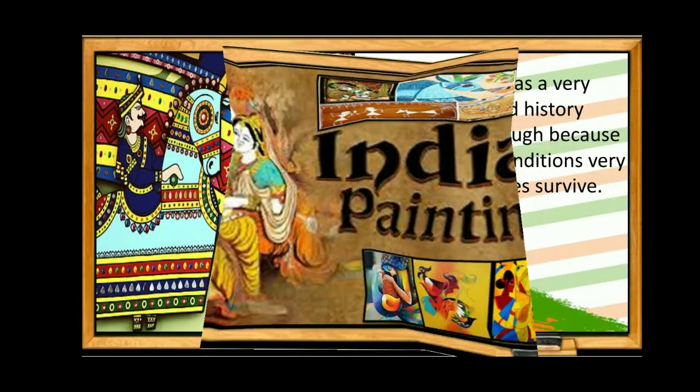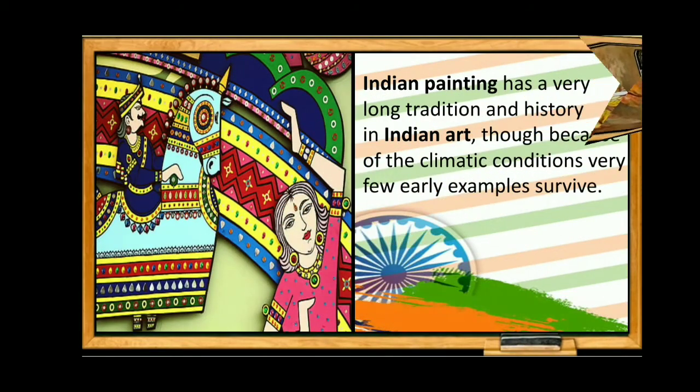Have you seen these things? Indian painting has a very long tradition in Indian art. Though, because of the climatic conditions, very few early examples survive. This is an example of Indian calligraphy, with swirling geometric patterns and plant-like use of decoration. This became a popular decoration because early Muslim teaching forbade featuring humans or animals.